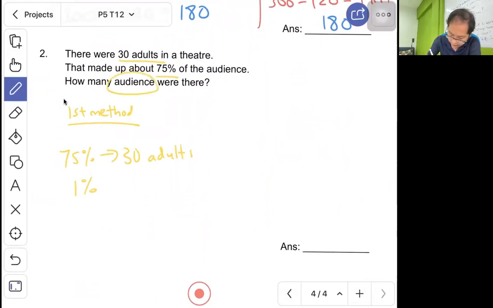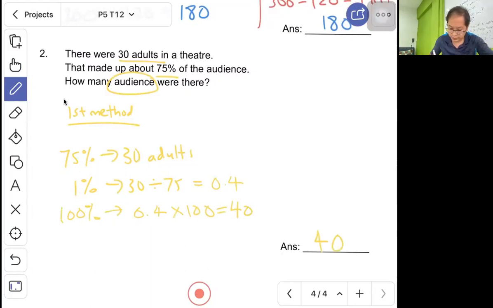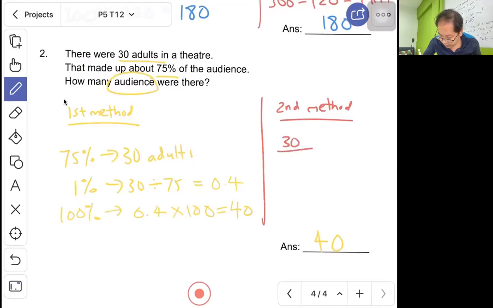First, you find 1%. So you take 30 divided by 75. Because 75 divided by 75 gives you 1, so 30 also divided by 75. And that will give you 0.4. Then you find 100%. So you take 0.4 times 100. And that will give you 40. So there are 40 audience in total. Second method is to take your 30 adults divided by your 75% times your 100%. So that will give you 40.